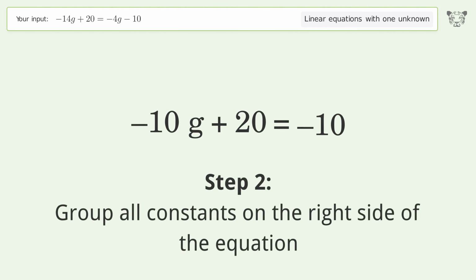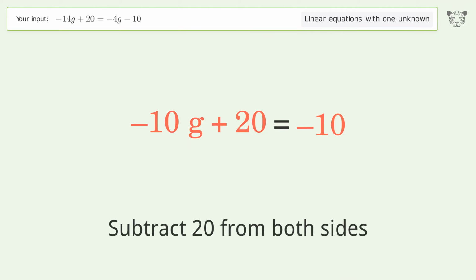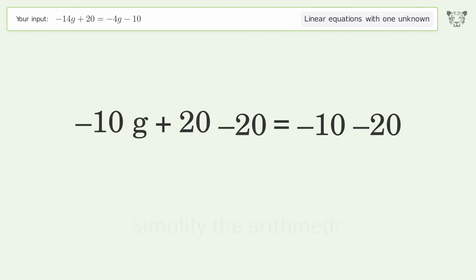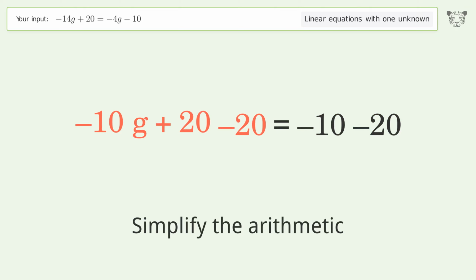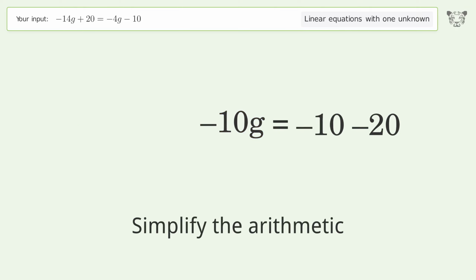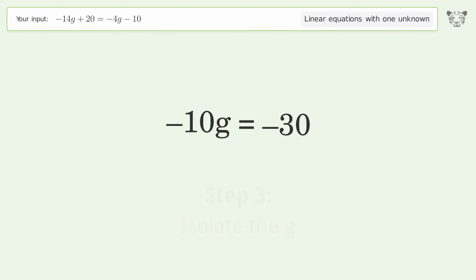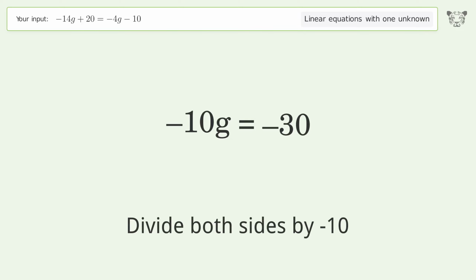Group all constants on the right side of the equation. Subtract 20 from both sides. Simplify the arithmetic. Isolate the g. Divide both sides by -10.